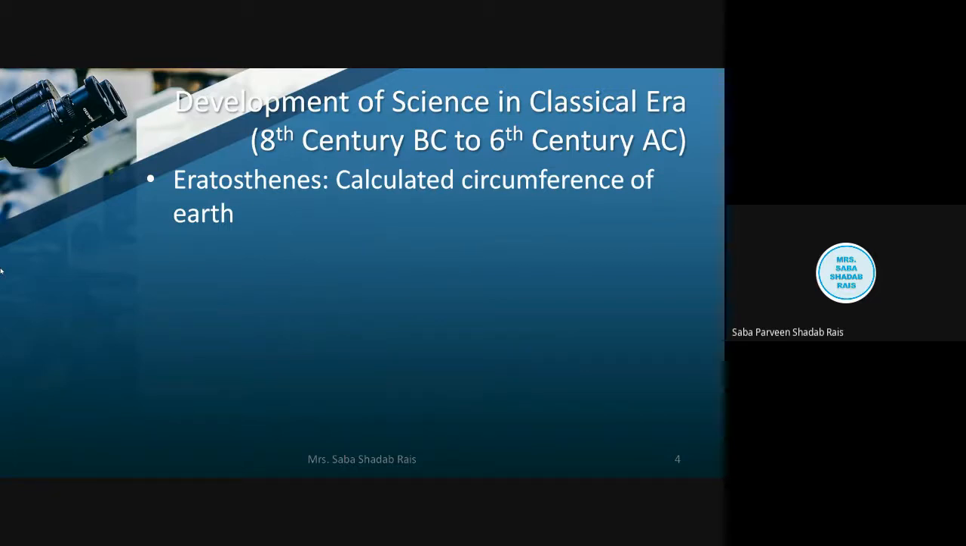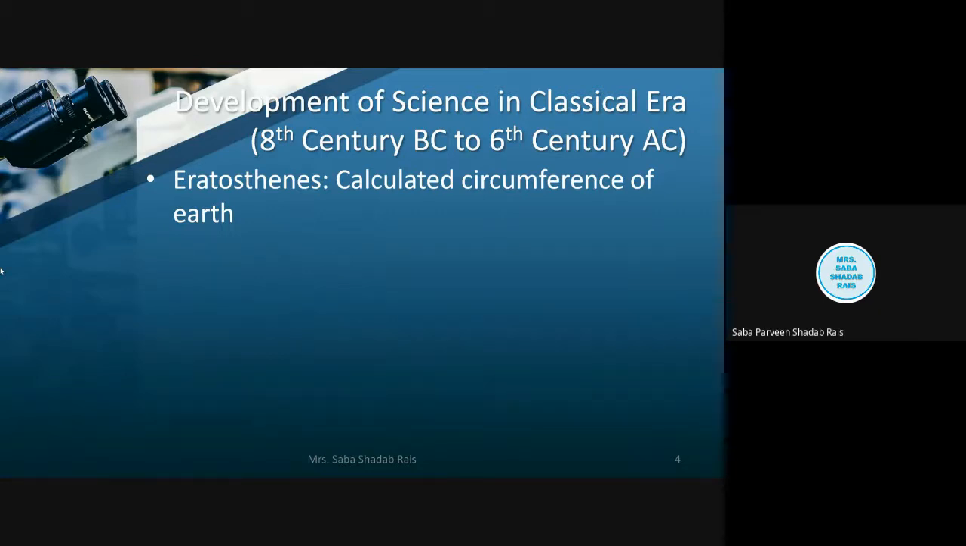Now he found that the circumference of the earth at the equator is approximately 25,000 miles. The earth rotates about once in 24 hours, that is about 30 kilometers per second. This point is important for MCQ purposes. This can be asked. Okay, I repeat this thing again.